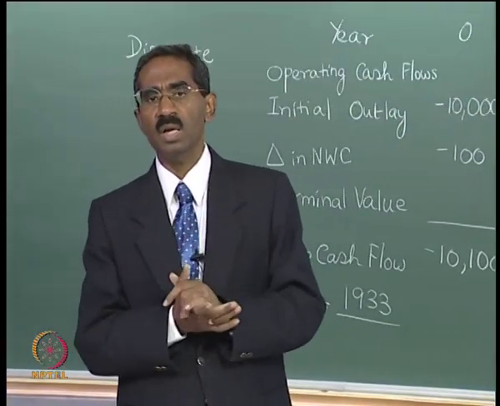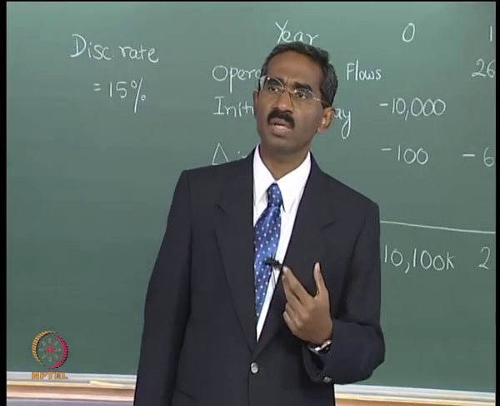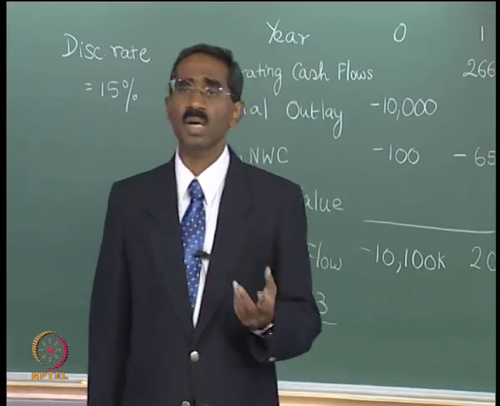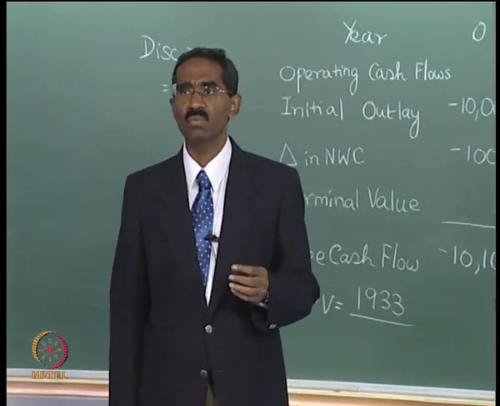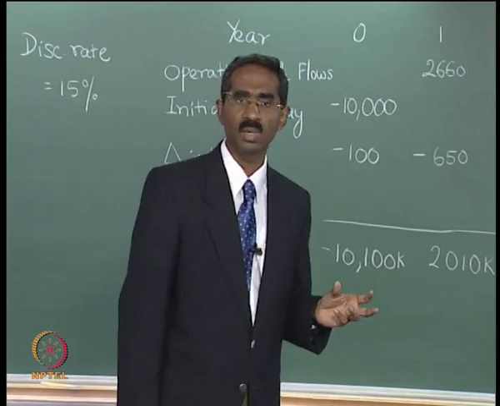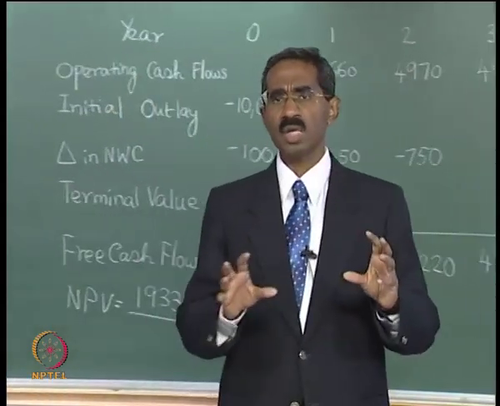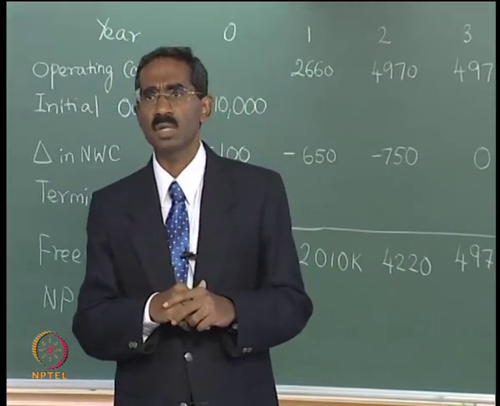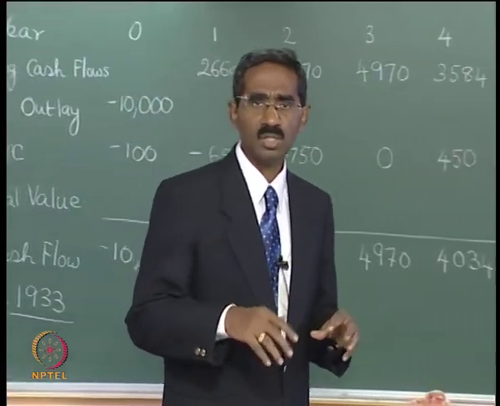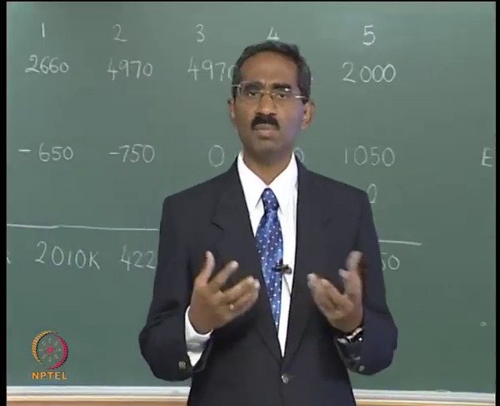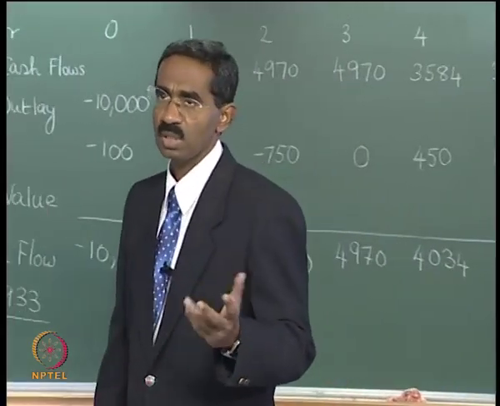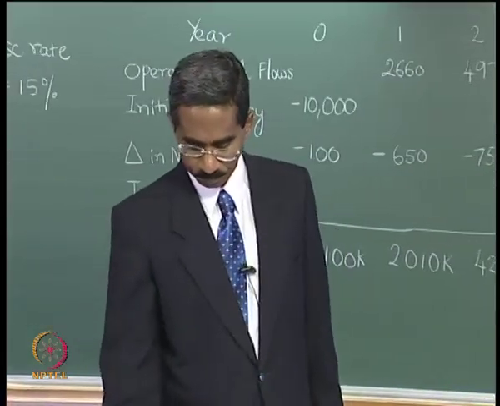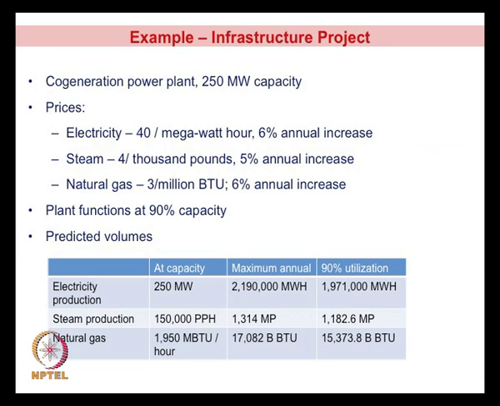Again, we are not looking at 100% capacity, we are going to function only at 90%. So therefore at 90% utilization, the natural gas requirement is going to be 15373.8 billion British thermal unit. So this gives you a broad metric in terms of how much electricity is going to be produced, how much steam is going to be produced, and how much natural gas is needed for producing that electricity and steam. Next we go and look at some other parameters related to the project.